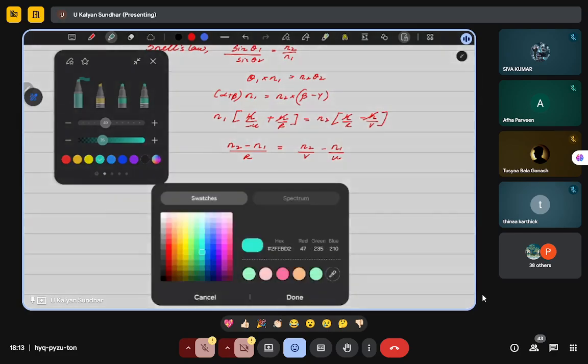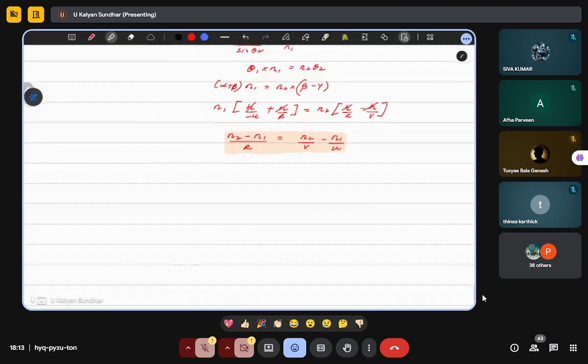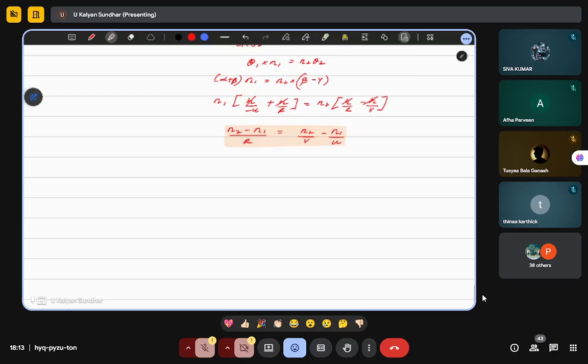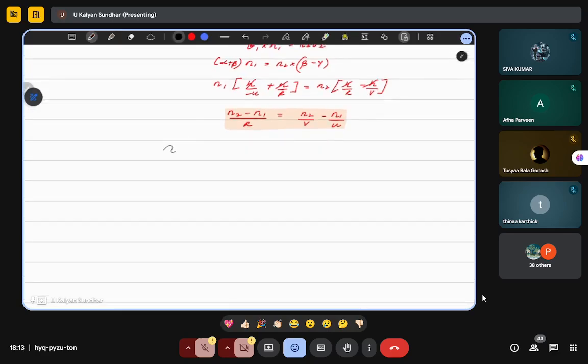So this is your equation whenever light is traveling and refraction is taking place at any spherical surface. So n1 is where the light comes from, and n2 is where the light goes to, right?